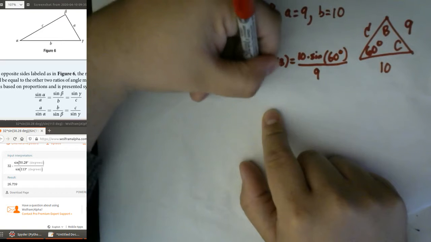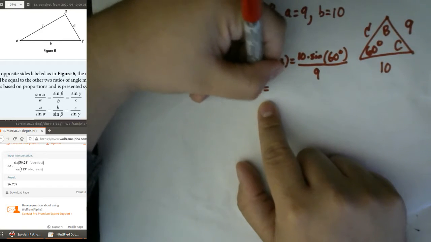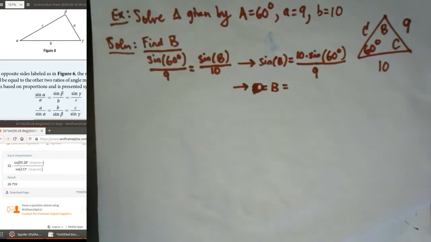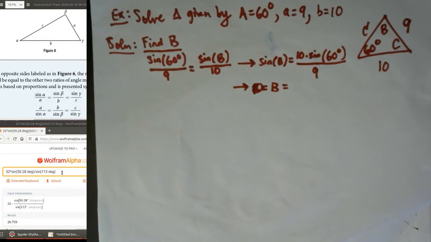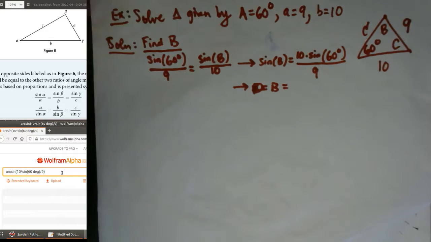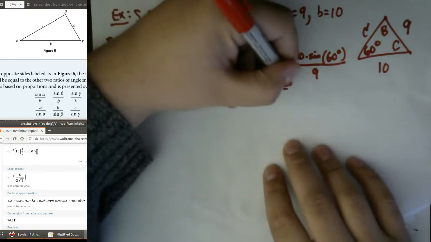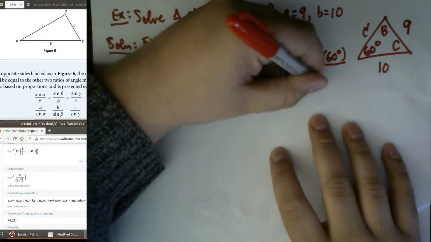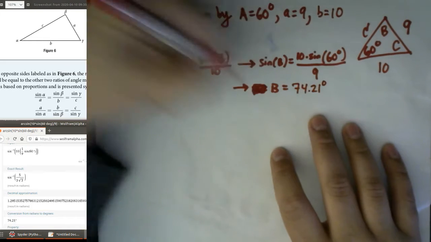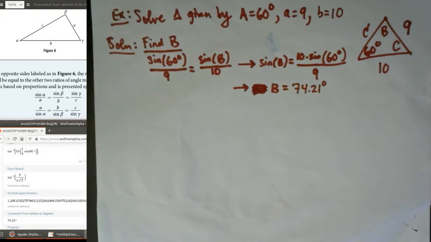So then, therefore, big B, well, that's sine inverse, and I like writing arc sine for that. Arc sine of 10 times sine of 60 degrees. Don't forget to write DEG for degrees, divided by 9. And I get an answer, and of course report the degree answer here, 74.21 degrees. Now, that is one solution. That is in quadrant 1.